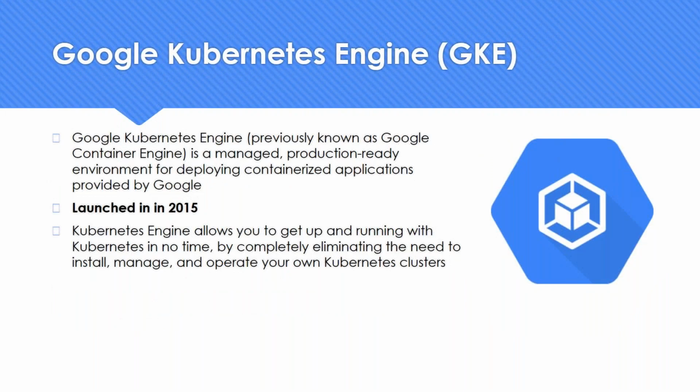So 2013, Docker became popular. 2014, Kubernetes became open source and adoption became very high. And in a year, Google realized that it's not becoming so easy for everybody to provision it. Let's launch a managed version of it. So in 2015, they launched it and it became a hit.